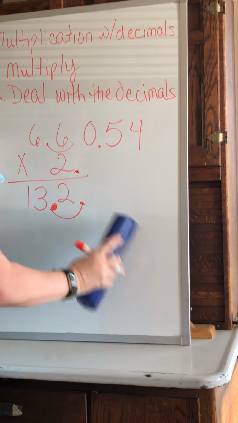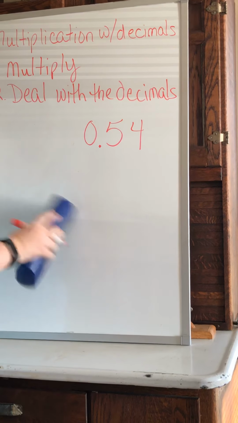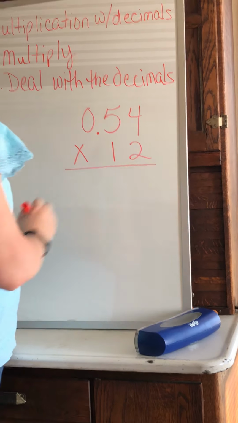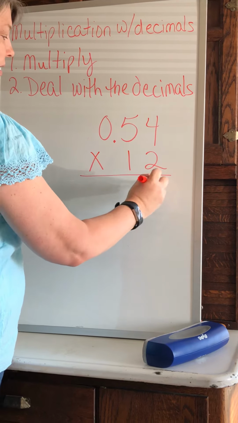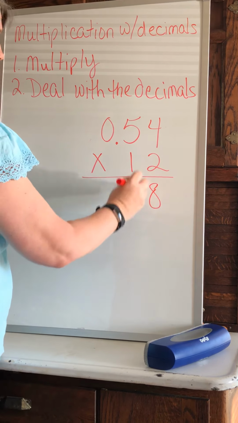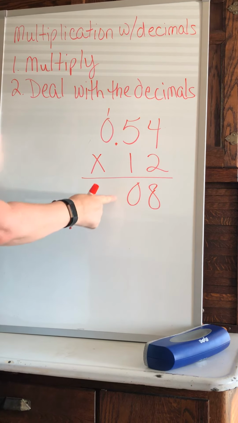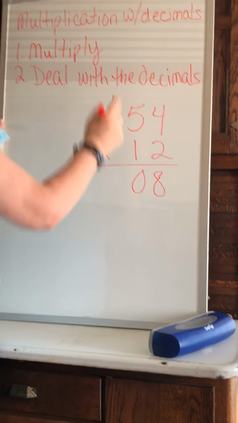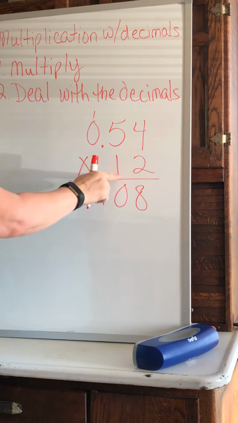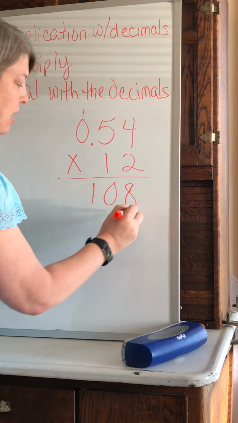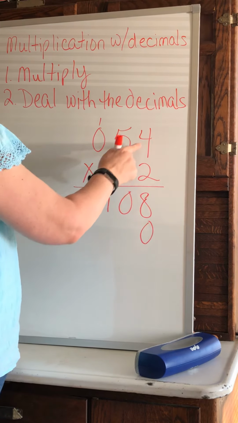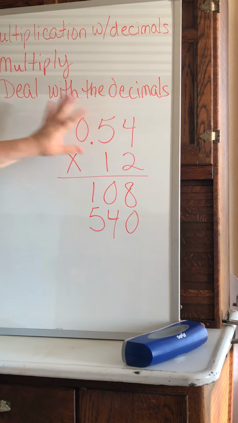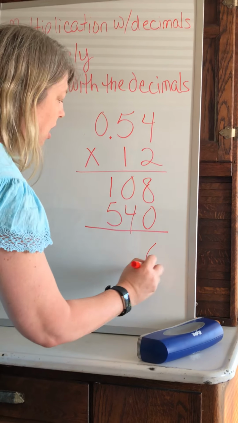0.54, and we're going to take that times 12. Okay, 2 times 4 is 8. 2 times 5 is 10. I could either just go ahead and bring this 1 down, or I could just say 2 times 0 is 0, plus 1 is 1. Okay, going over to the second number, I'm going to put 1 0. Then I'm going to go back to it. 1 times 4 is 4. 1 times 5 is 5. And then I don't have to finish the rest, okay?